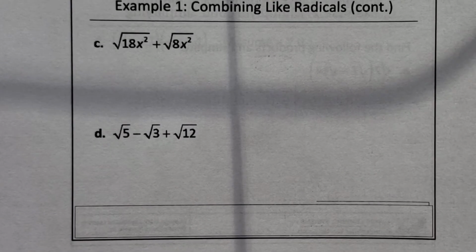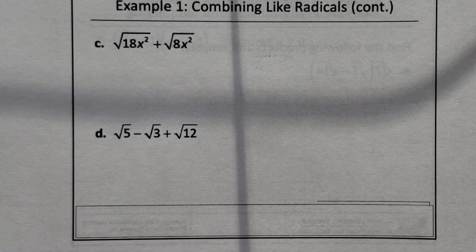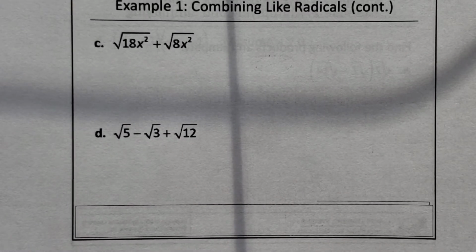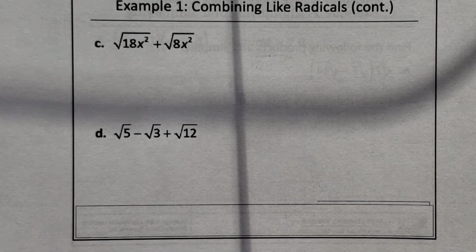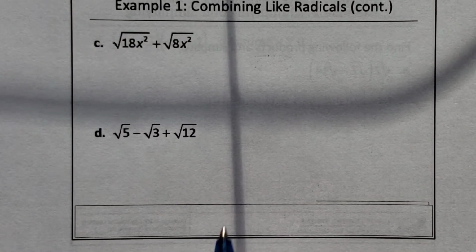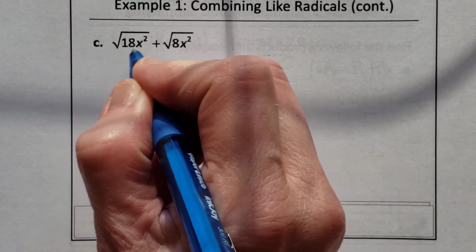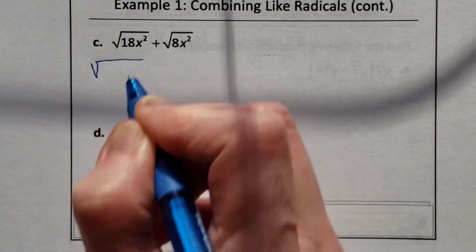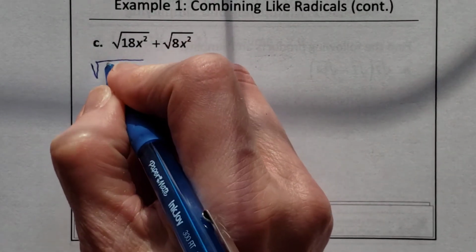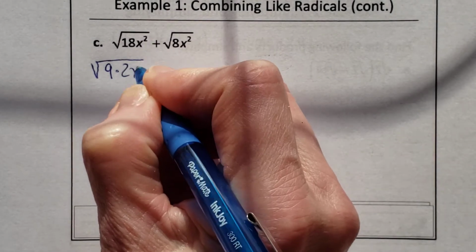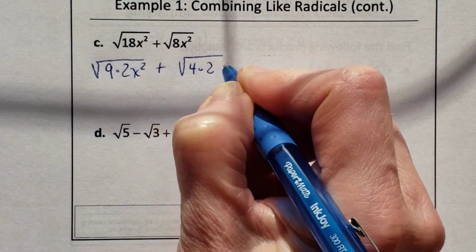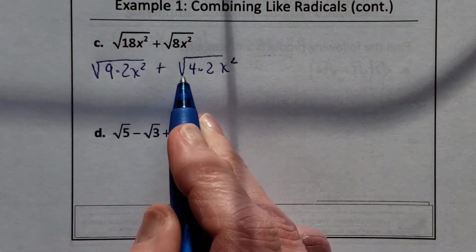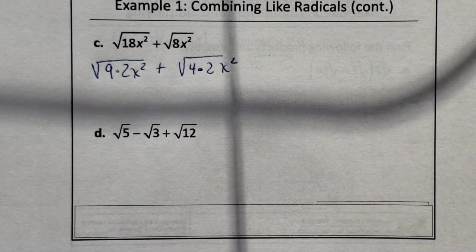All right, so if you'll notice letter C, what's under the radical doesn't match right now. However, sometimes if we simplify what's under the radical, then we will see that they are like terms. So for example, letter C, the first term, we can simplify 18 to 9 times 2. And then 8 is 4 times 2. And of course, 9 and 4 are both perfect squares.